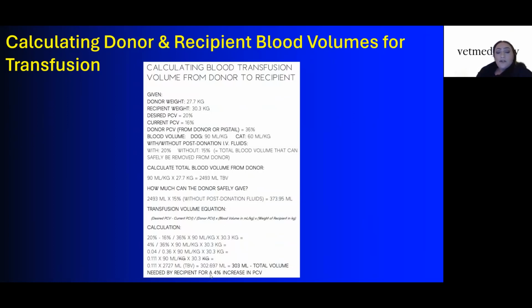Blood volume for a dog is 90 mLs per kg. That's what our shock boluses are based off of, total blood volume. And for a cat, 60 mLs per kg. So with or without post-donation IV fluids, so with is 20%, without is 15%, and that's equivalent to the total blood volume that can be safely removed from the donor. So if you do give the post-donation IV fluids, you can take 20% of that total blood volume. And if you do not give post-donation fluids, you can only take 15%.